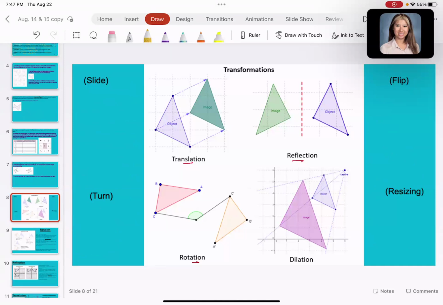So here's a visual of the 4 transformations. An easy way to remember that translation is a slide is that we have SL in translation and slide. Next, we have the FL in flip, which is the FL in the middle of reflection. In rotation, you can see that there are 2 T's, and there's a T in the word turn. So rotation is a turn. And for dilation, that's just a resizing, right? We talked about getting bigger or smaller.